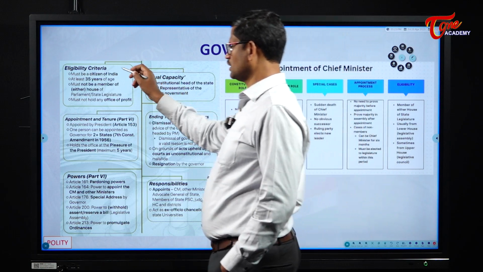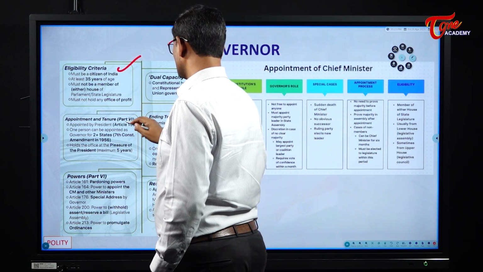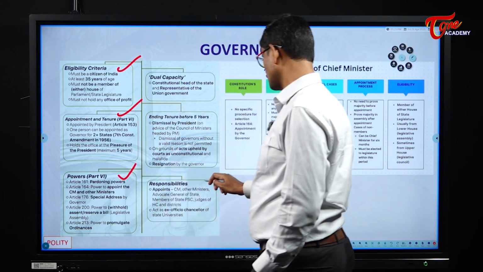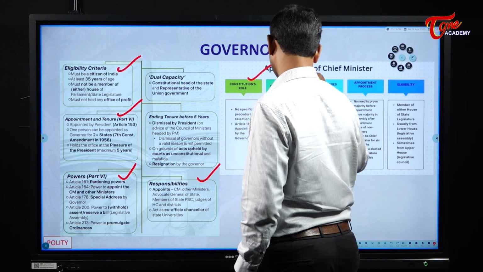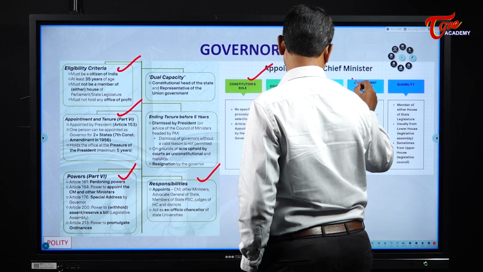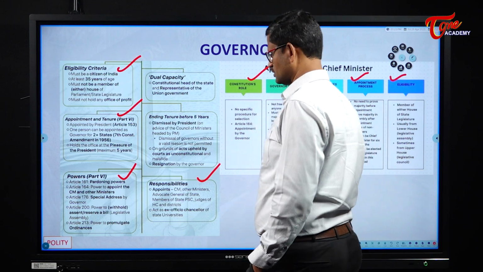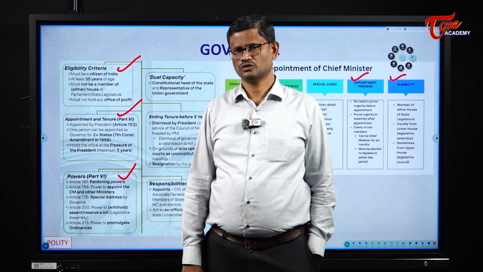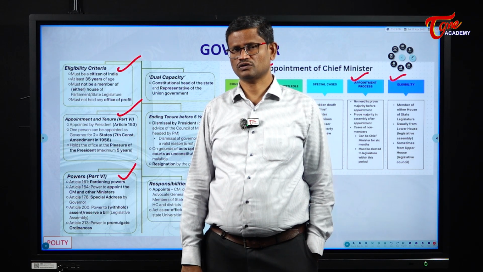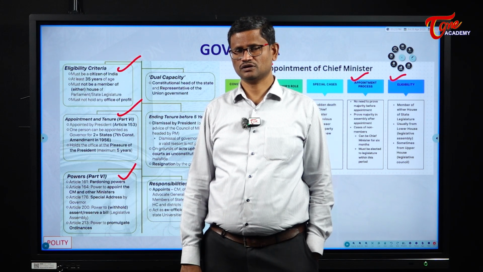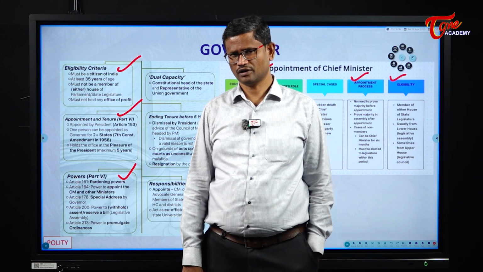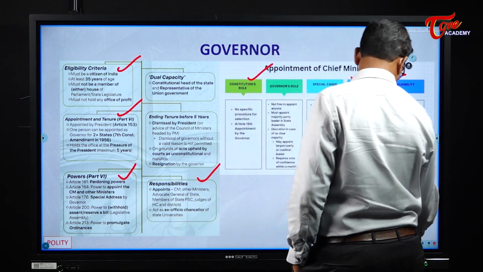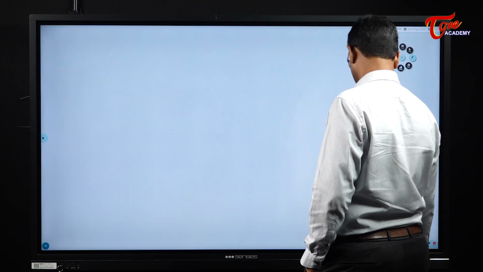So Governor: the eligibility criteria, then appointment and tenure, powers of the Governor, responsibilities, the role of the Governor, and there were certain issues with respect to the institution of Governor. Even in the recent past, there was an important judgment given by the Supreme Court, Governor of Tamil Nadu versus State of Tamil Nadu. This was an important judgment. It runs into several pages, that we will discuss at the end. Then before that, how the governor is appointed, let us see.